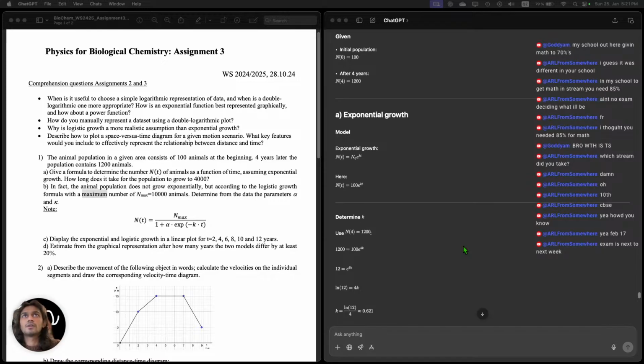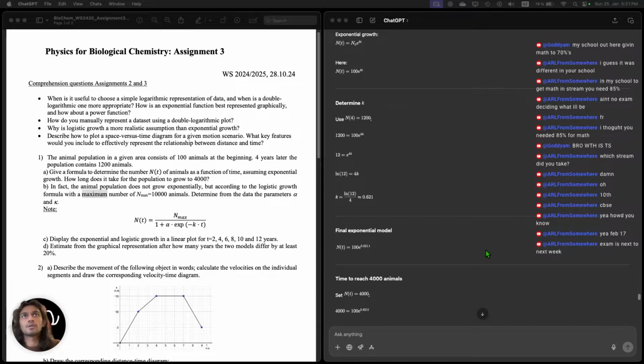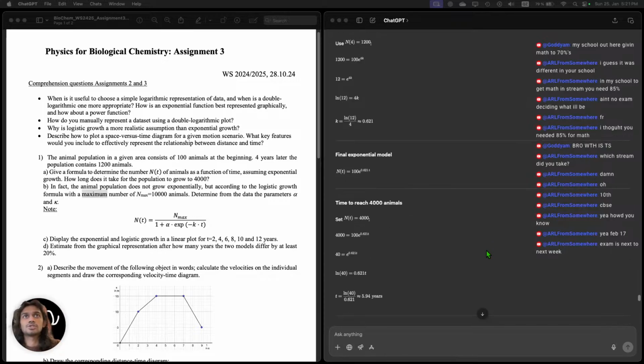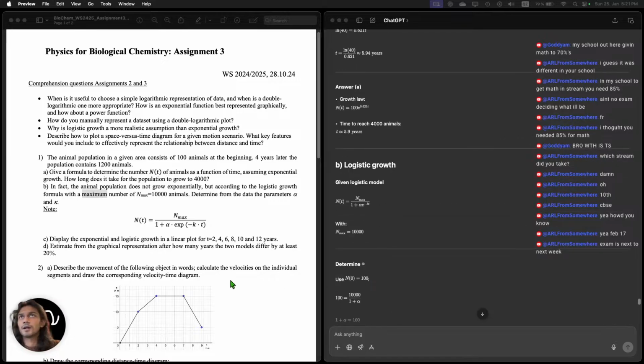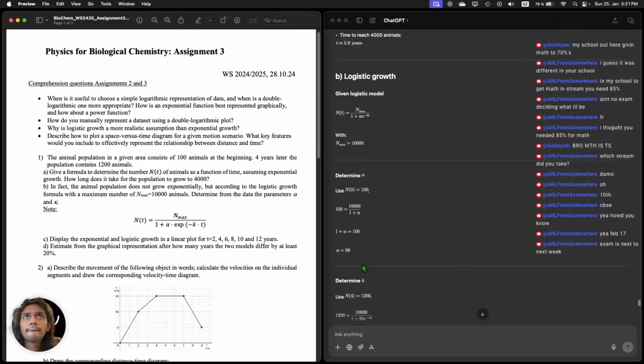Exponential growth. You use the exponential growth equation here. N(0) is 100. Determine k. Okay, it's the normal type stuff. t is 5.94 years. Okay, I'll do it later. But what is this one then? Logistic growth. Okay. Alpha, exponent e raised to minus kt. Okay, that's correct. Alpha is 99.